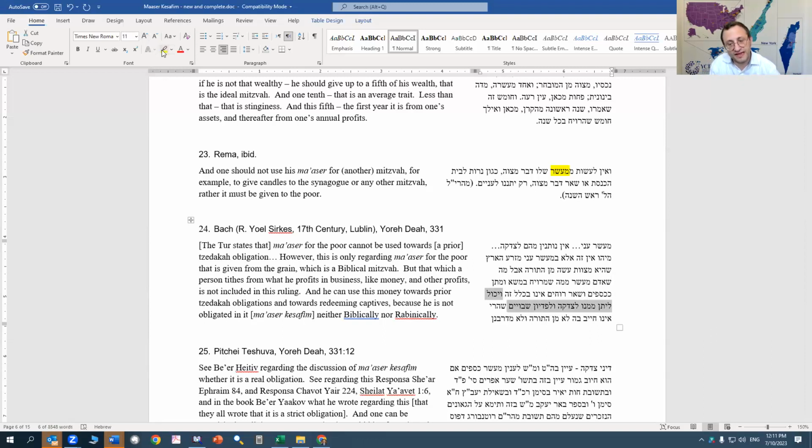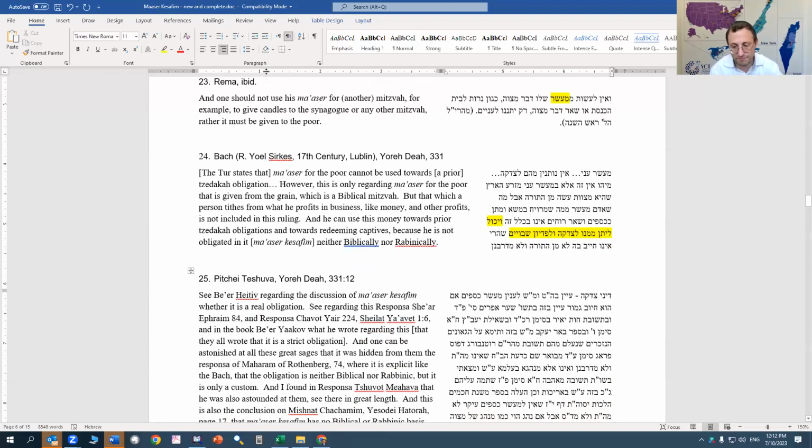And you can give it to tzedakah or to redeeming captives. It's not biblical, it's not rabbinic. You can go ahead and give it to, and here he means tzedakah written more broadly. Okay, you do not have to give it just to the poor. You can give it to other types of causes.